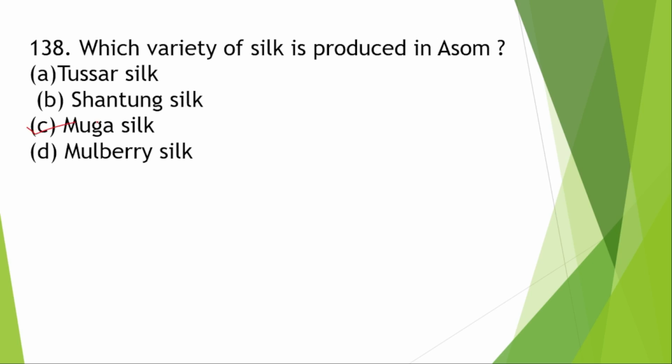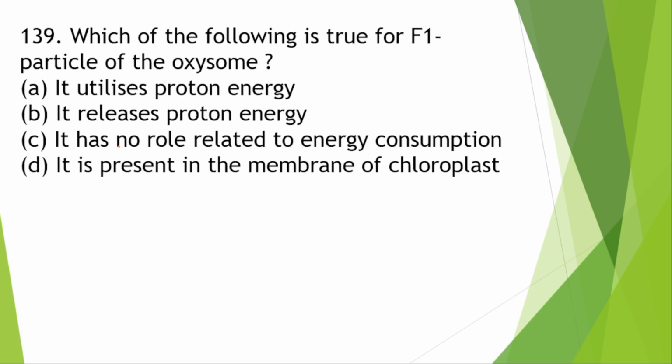The other varieties I can say, the first one, Tusar silk is mainly produced in the states like Jharkhand and then Chhattisgarh and even Odisha also. Mulberry silk is especially from Karnataka and Andhra Pradesh and West Bengal, whereas Shantung silk is silk fiber originally from the Shandong province that is in China. So these are the things.